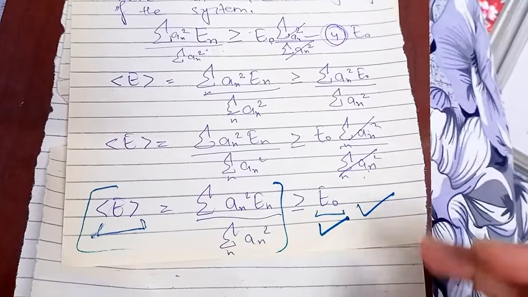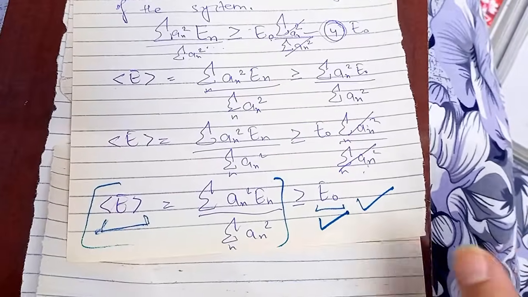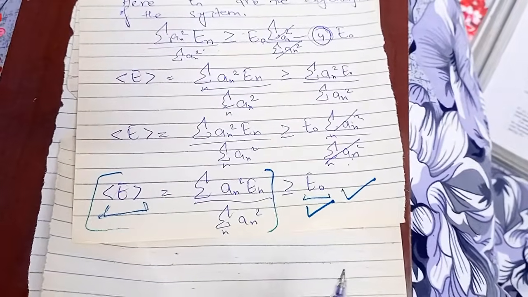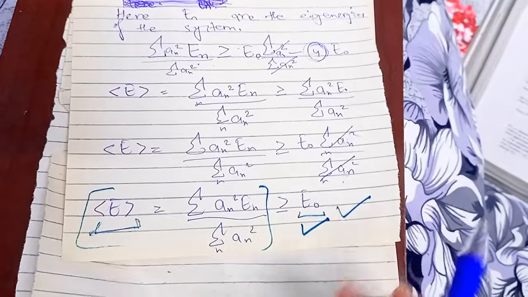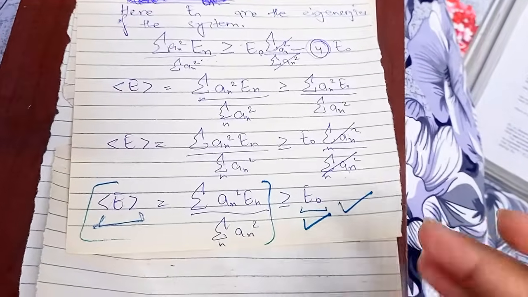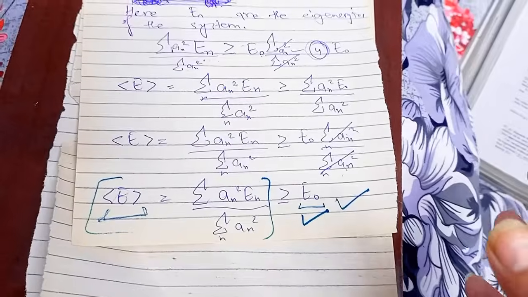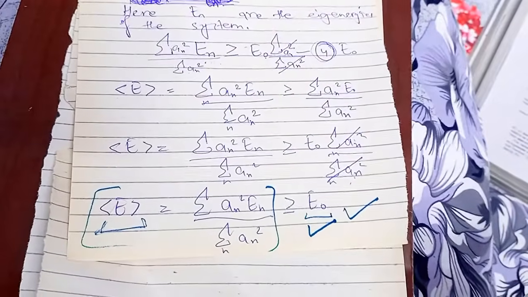Now let's write some more of the statements, and all of the things that I have mentioned here, you can add them as your description when you are talking about the variational method.